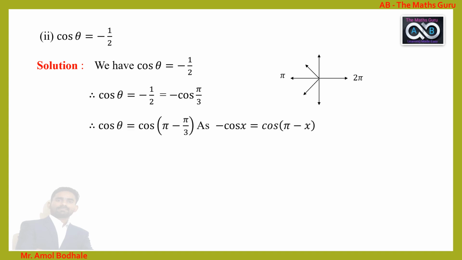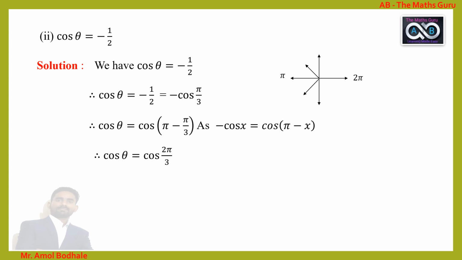So if we use minus cos x is equal to cos of pi minus x. So therefore we keep this cos theta as it is, and this minus of cos pi by 3 can be written as positive cos of pi minus pi by 3.